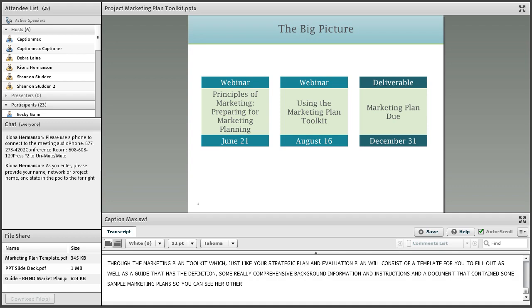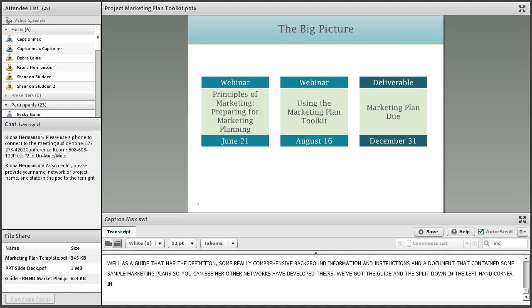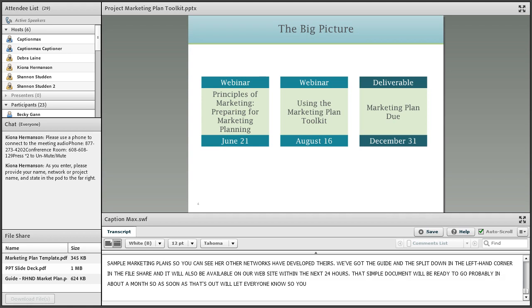We've got the guide and the template down in the left-hand corner in the file share, and it'll also be available on our website, as Kiona said, within the next 24 hours. That sample document will be ready to go probably in about a month. So as soon as that's out, we'll let everybody know so that you can look at the sample document.